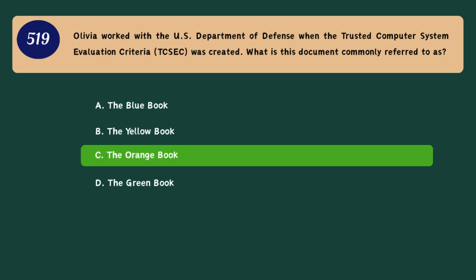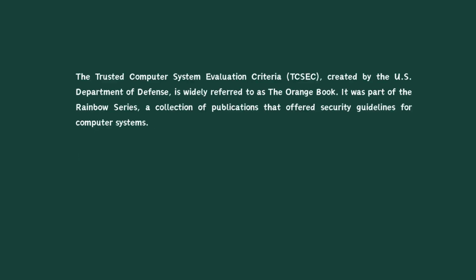Correct answer: C. The Orange Book. The Trusted Computer System Evaluation Criteria, created by the U.S. Department of Defense, is widely referred to as the Orange Book. It was part of the Rainbow Series, a collection of publications that offered security guidelines for computer systems.